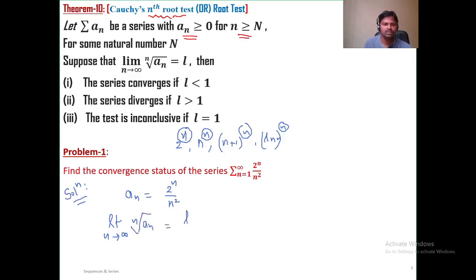So as n becomes large, the nth root of a_n, which is 2 raised to n upon n squared. So this is the nth root of this. If you simplify, you can write this like this also. The limit as n becomes large of (2 raised to n upon n squared) whole to the power of 1 upon n, right? Because it is the nth root, 1 upon n. Then you send 1 upon n to both numerator and denominator. So (2 to the power of n) whole to the power of 1 by n divided by (n squared) whole to the power of 1 upon n.